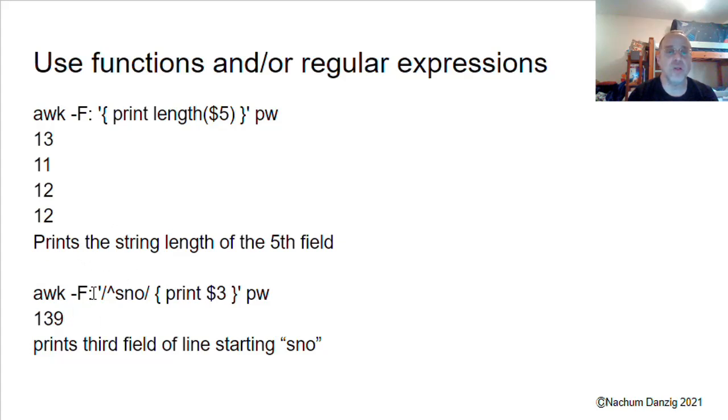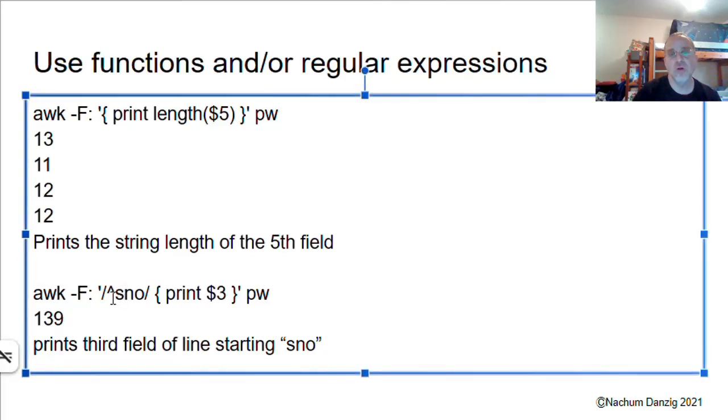So now what does this say? This prints the third field of any line that starts with snow, or SNO. Because here I didn't say, here's my condition. In other words, the condition is not like the third field is. It's just saying if I have a regular expression match. If it starts off SNO, right, I'm just throwing in a regular expression match.